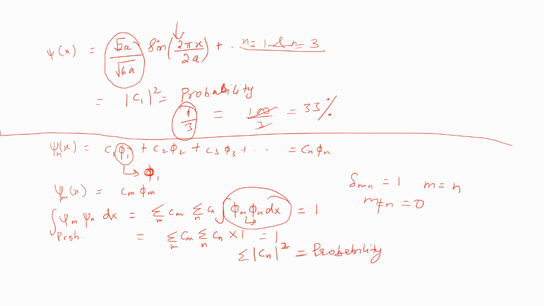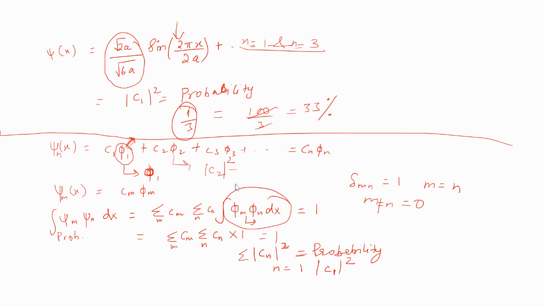Similarly, if n is 1, the probability of finding the particle for this wave function will be c1 square. And the probability of finding the particle for the state phi 2 will be c2 square. Got it?